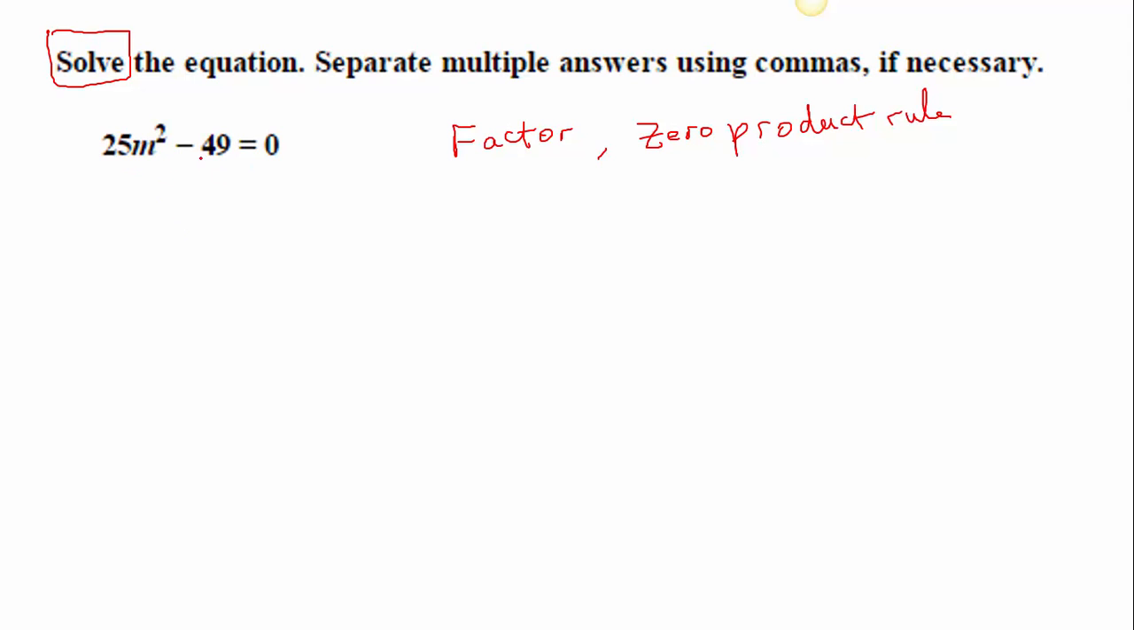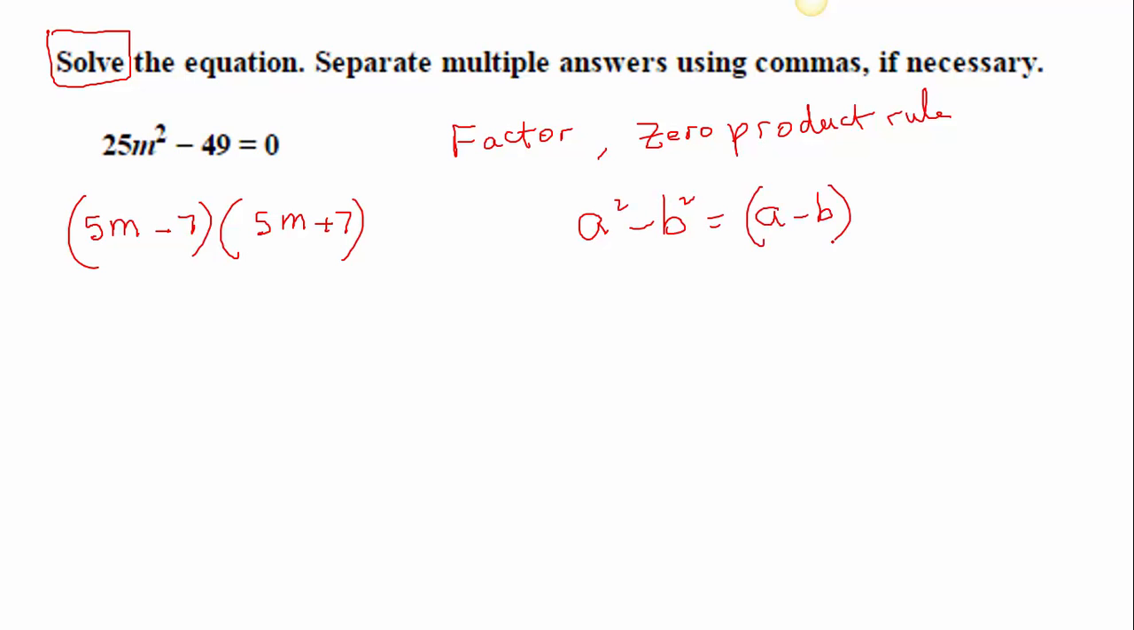Okay, let's factor. This is difference of 2 squares. 25m squared is 5m, minus 7, 5m plus 7. Again, I'm using the difference of squares pattern. You gotta go a minus b, a plus b. That's what I did. Because 5m times 5m is 25m squared. 7 times 7, 49. Make sure that this is equal to 0.